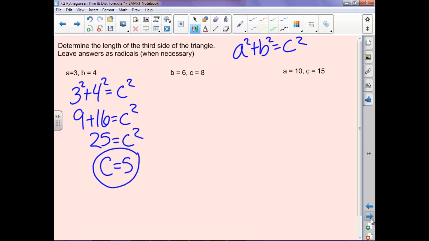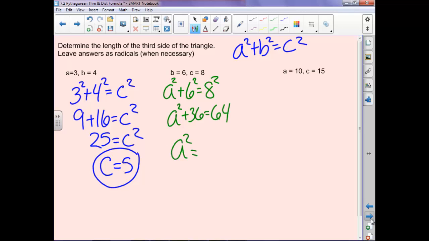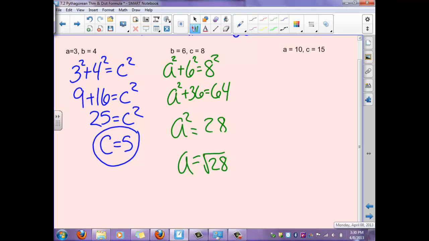Now with this next one, same idea, except notice we don't have an A anymore. Works the same way. A squared plus 36 equals 64. Subtract, we get 28. So our A is just root 28. And so what we can do is, let's see, this is 7 times 4, which is 2 times 2. So this will actually become 2 root 7.